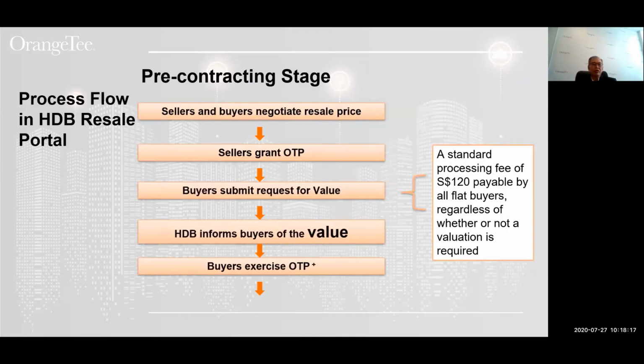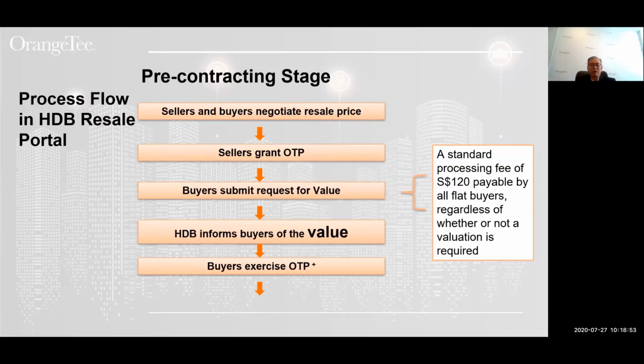Now, the process flow for the HDB resale portal: basically, seller and buyer negotiate the resale price. Seller grants the OTP to the buyer. At this point of time, as I said earlier on, you need to check that the buyer has an intent to buy, and has an HLE if they're taking an HDB loan. If they're taking a bank loan, no need. Then the buyer, within 24 hours, needs to submit a resale request to HDB. That will cost about $120 for the valuation report.